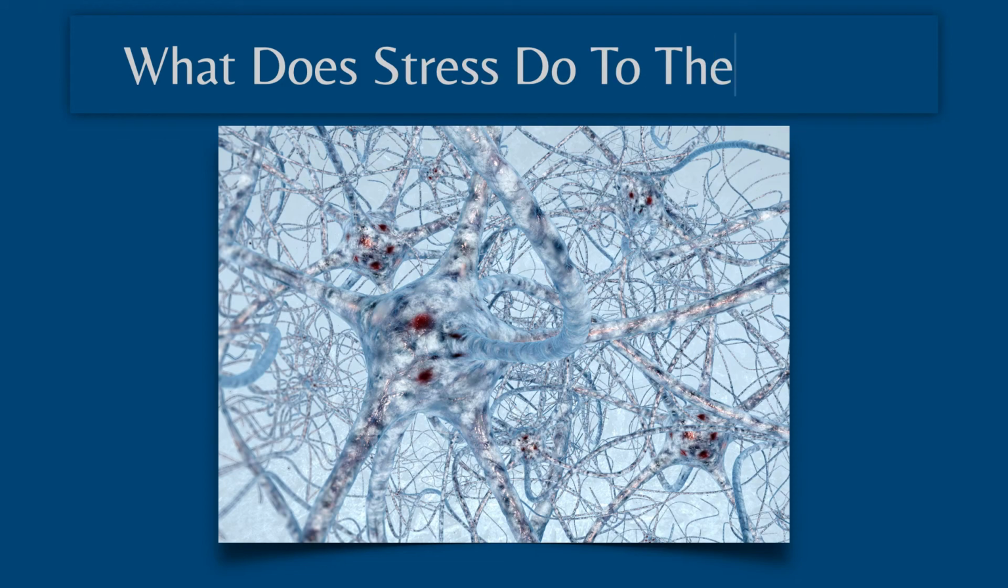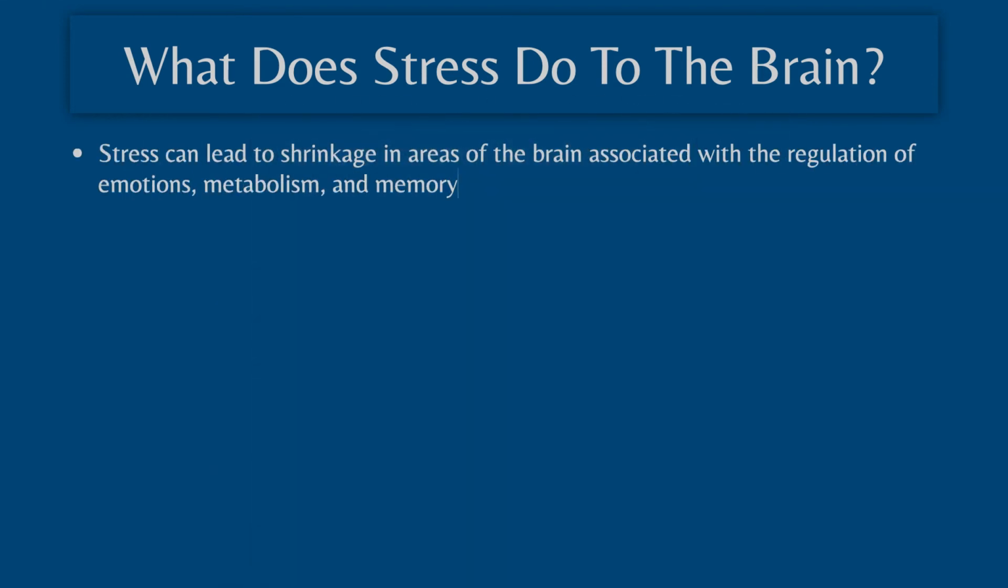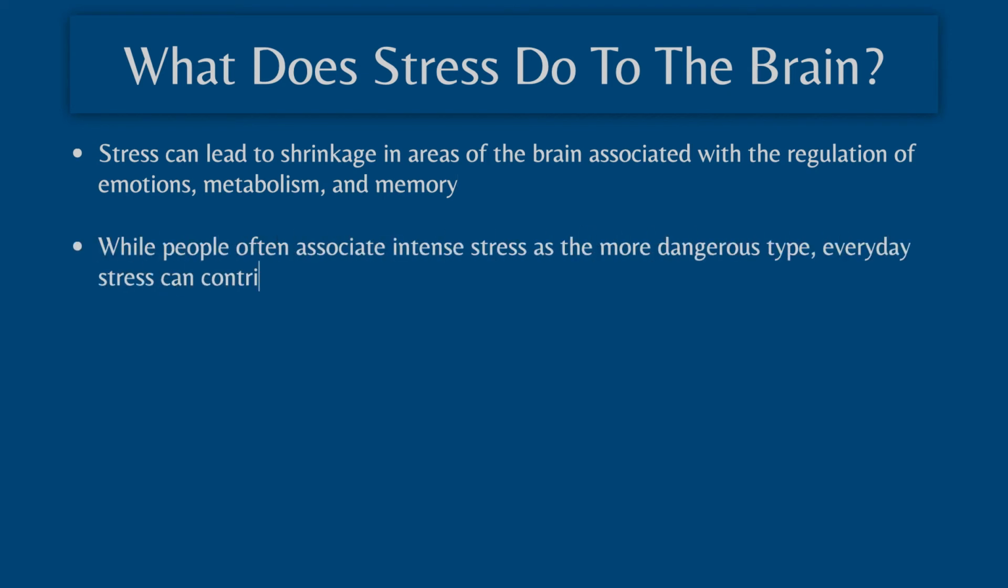Stress can lead to shrinkage in areas of the brain that are associated with the regulation of emotions, metabolism, and memory. While people often associate negative outcomes with sudden, intense stress caused by life-altering events like a natural disaster, car accidents, or even the death of a loved one, researchers actually suggest that it's the everyday stress that we all seem to face that, over time, contributes to a wide range of mental disorders.